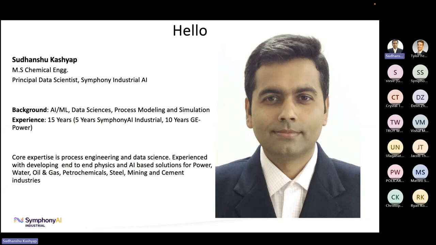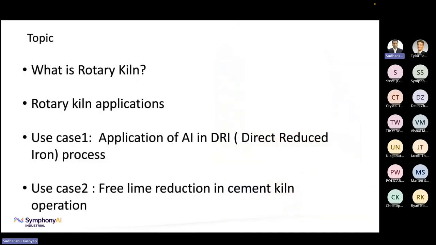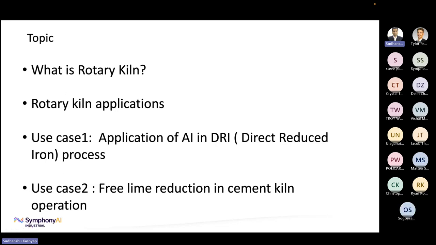Good morning, good afternoon, everyone. So today's topic, as Tyler mentioned, is the rotary kiln and its application in industrial processes. So we're going to cover some topics. What is a rotary kiln? Some of you are not aware or have not had the chance to work on a rotary kiln, so we'll cover some basics and also look into some industrial applications where a rotary kiln is used. And then two use cases we'll cover. One application of AI in the direct reduced iron process, which involves a rotary kiln. And second, we'll look into free lime reduction in cement kiln operation.